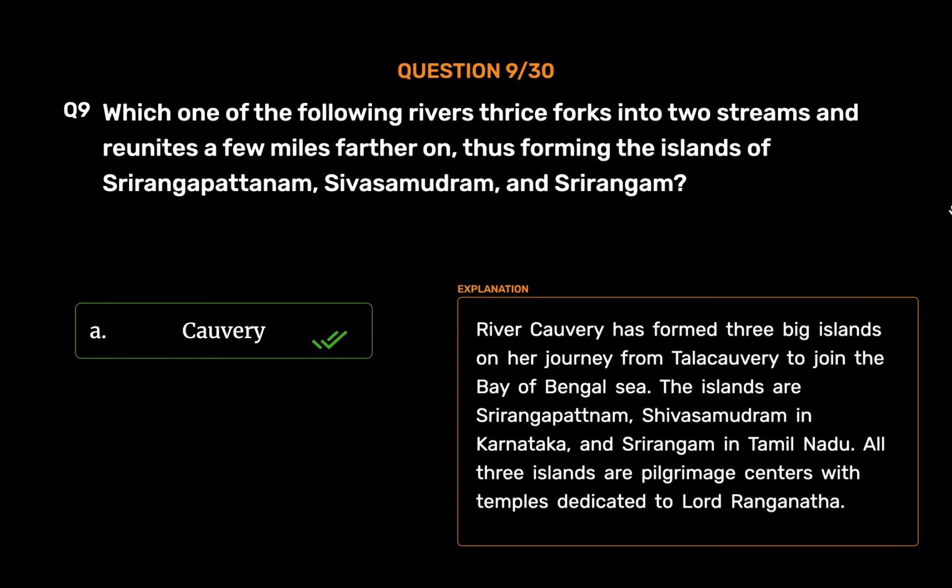Kaveri. River Kaveri has formed three big islands on her journey from Talakaveri to join the Bay of Bengal Sea. The islands are Srirangapattanam, Sivasamudram in Karnataka, and Srirangam in Tamil Nadu. All three islands are pilgrimage centers with temples dedicated to Lord Ranganatha.